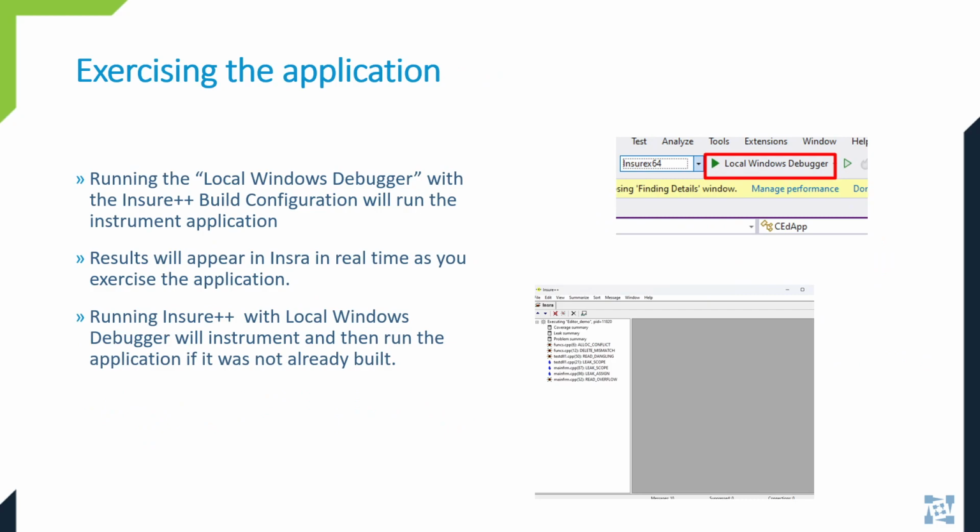Once you have your application instrumented, you can go ahead and exercise your application. You just go ahead and run that executable that was created, or click on that local Windows debugger, and that'll run the application in your IDE. And once it's instrumented with Insure and now it's running, you will see all the memory leaks appear in the Insure window, defining where everything is.